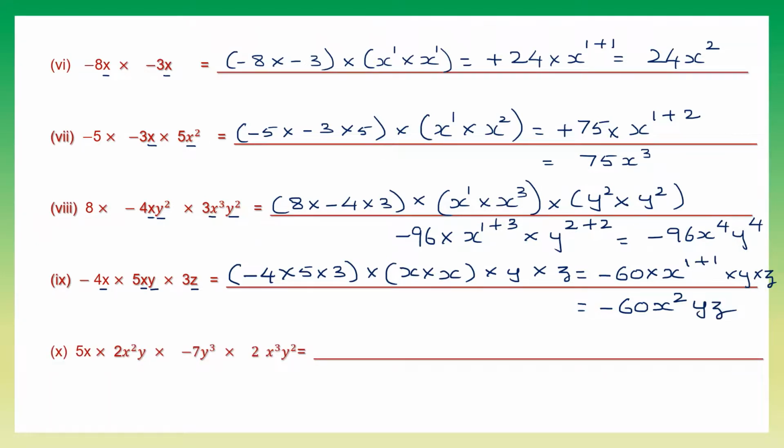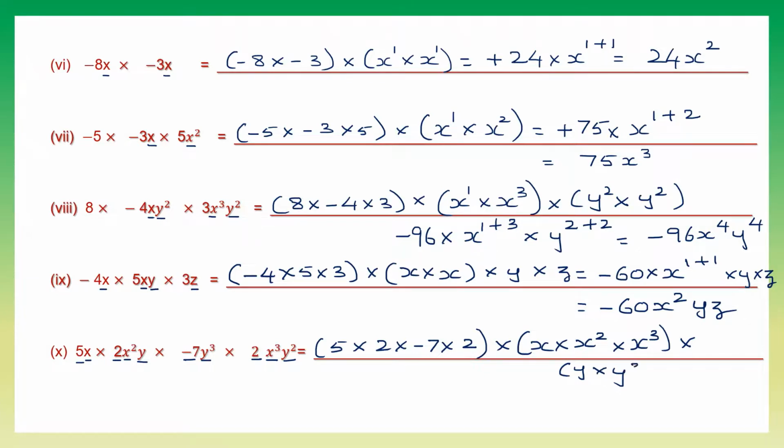Question 10. Let's write all the numbers. So that is 5 into 2 into minus 7 into 2. These are the numbers. Into, let's take the x: 1x here, x squared here, and x cubed here, into x square, into x cube, into, now here we have y cubed and y square, into y cube into y square. Okay, now let's work this out.